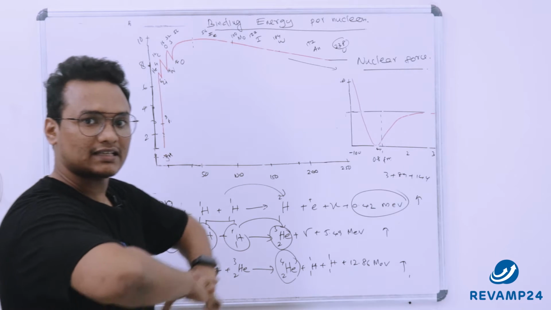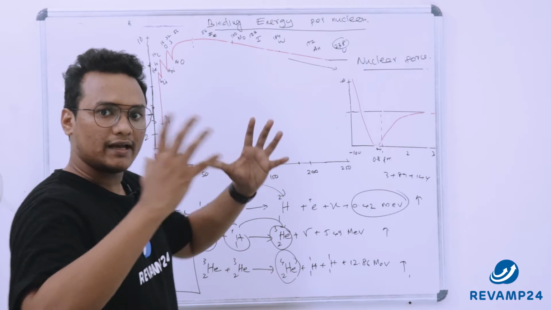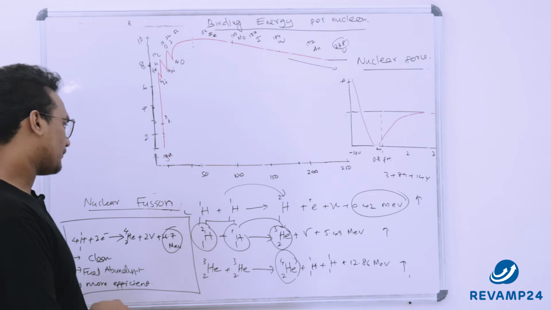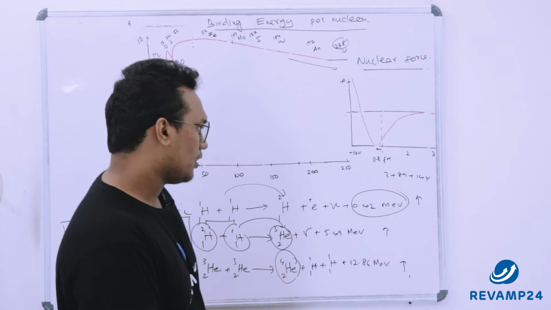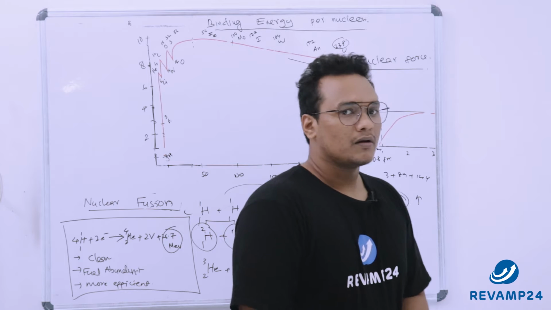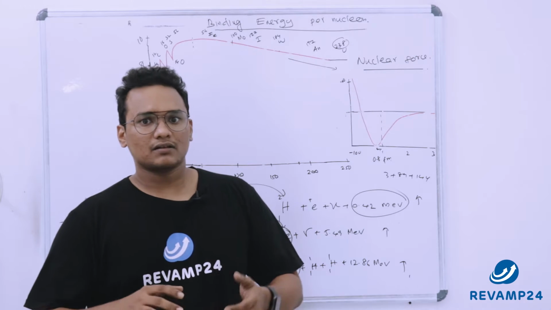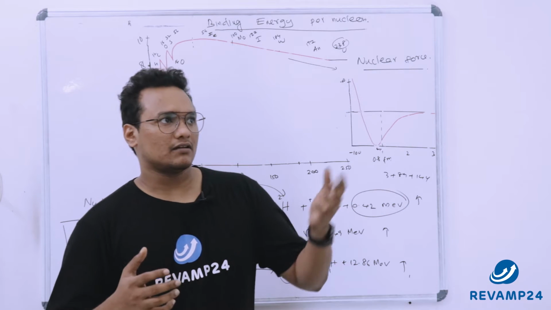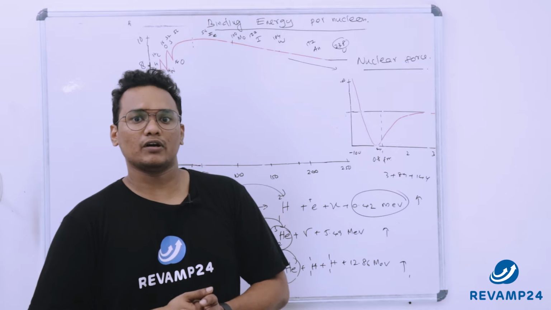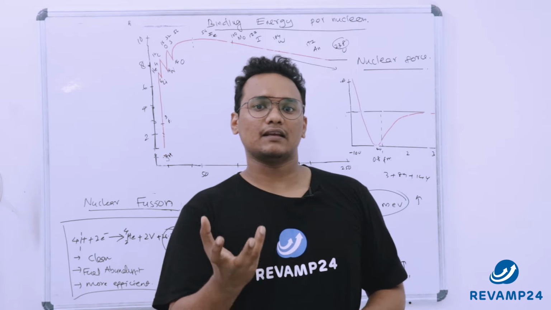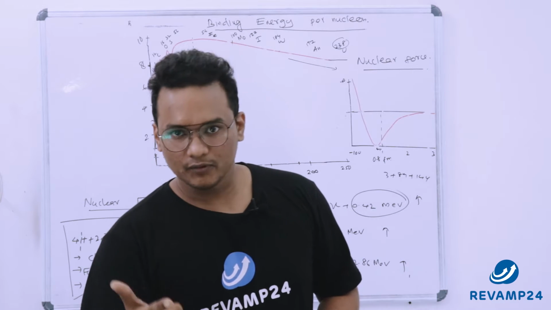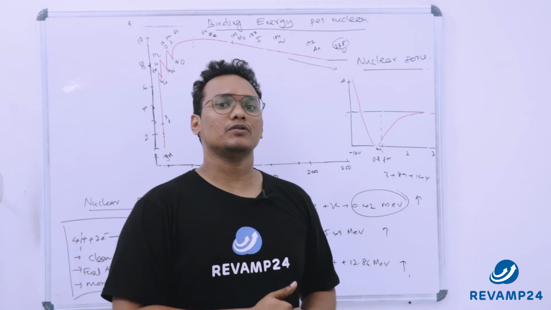Fusion releases a tremendous amount of energy, a very high amount of energy. But fusion we are not able to control and use for getting energy. For example, for an electrical power plant we are not able to use the energy released in nuclear fusion, but in fission we are able to use it.